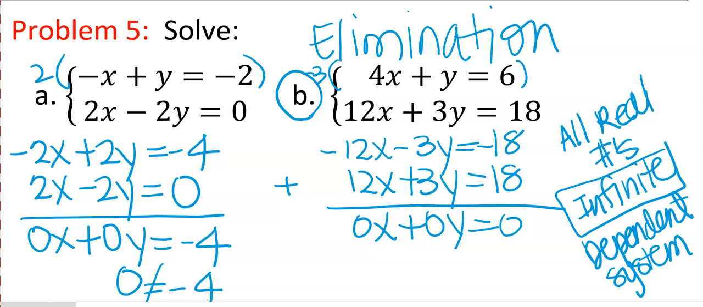So notice how they look different. On the first one, everything canceled on the left, but I still had a number on the right. That's not possible. On the second one, everything canceled on the left, and I didn't have anything on the right. So 0 equals 0. That just means it overlaps itself. So this one is a no solution equation.